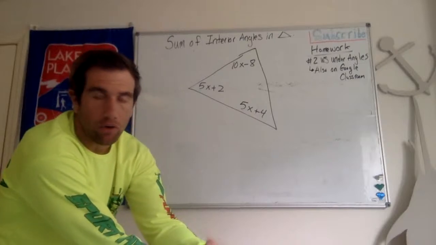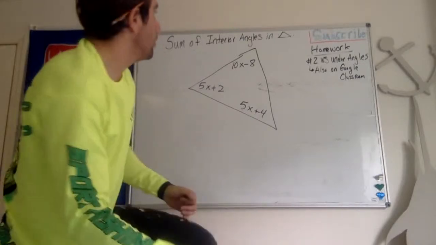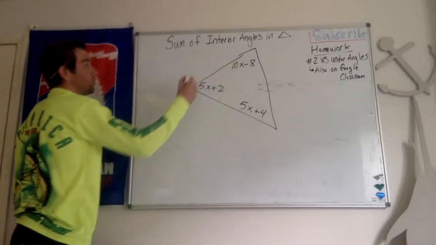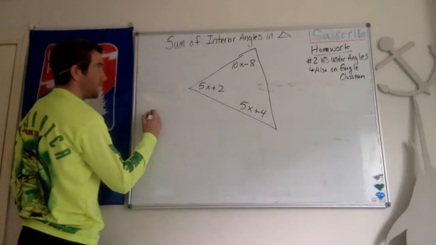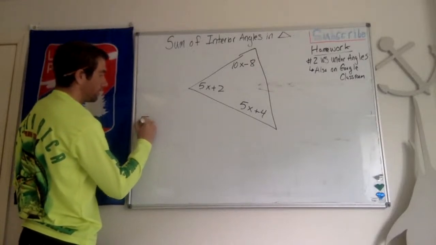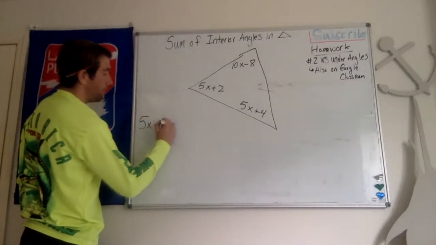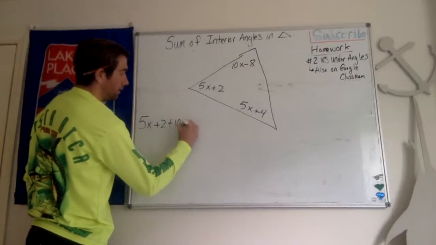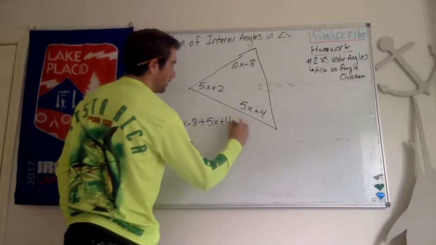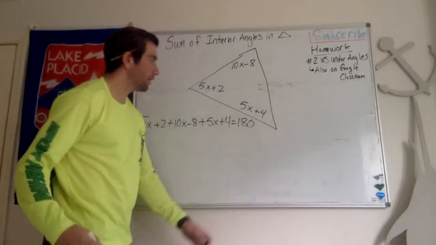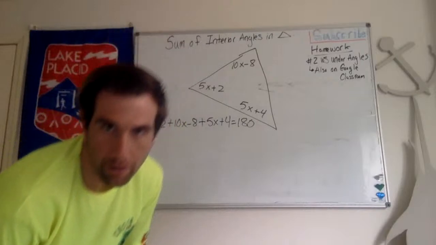Crazy easy. If you don't know, you better know that to find an interior angle in a triangle, you just do the theorem, which is what? You take each angle, add them up to equal 180. Bueno?